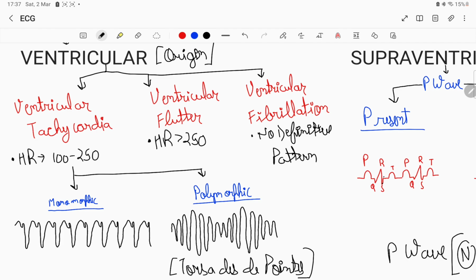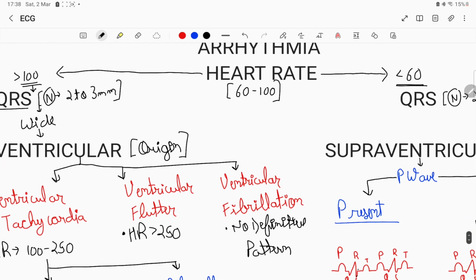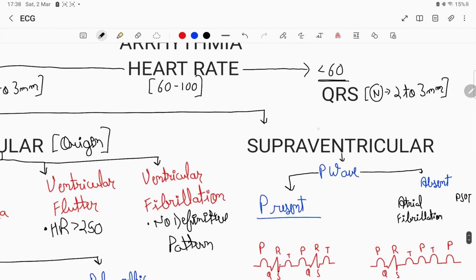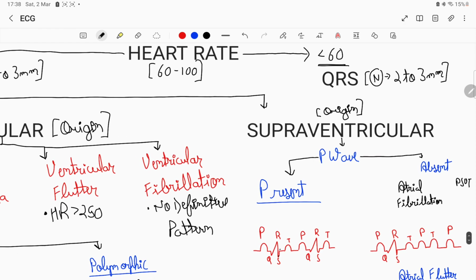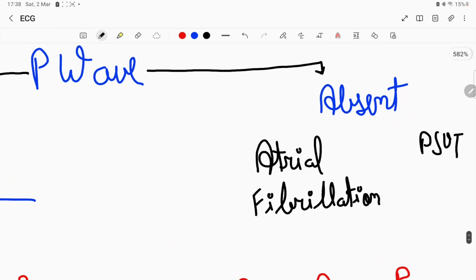Next, what I'll be talking about are the conditions where the width of QRS complex is normal. Such type of arrhythmias are supraventricular in origin. Here we will be focusing on the P wave. If the P wave is absent, then we can have two conditions. One is atrial fibrillation and one is PSVT, which is paroxysmal supraventricular tachycardia.